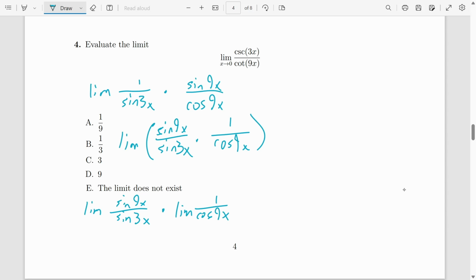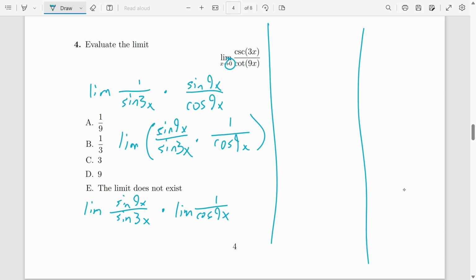So now we're here. Take the limits of each of them separately. So let's start with the left one here. We can realize that if we plug in the value that x is approaching, which is 0, we get sine of 0 over the sine of 0. And that's just 0 over 0, indeterminate form. So we can just do L'Hopital's rule for this part.